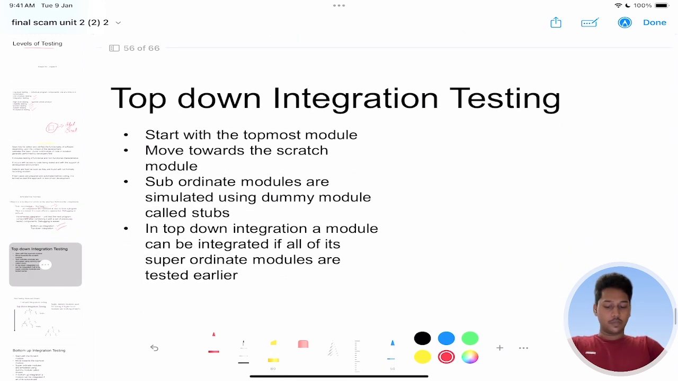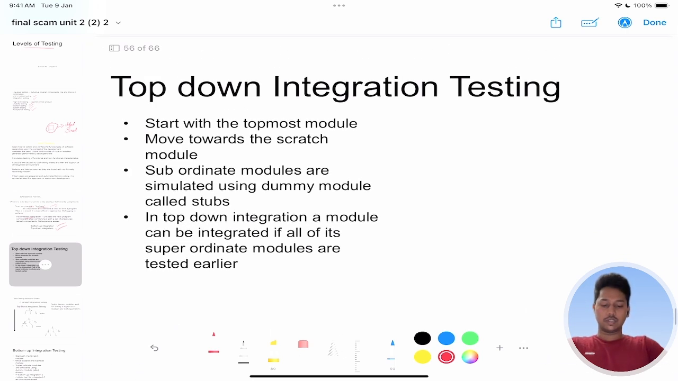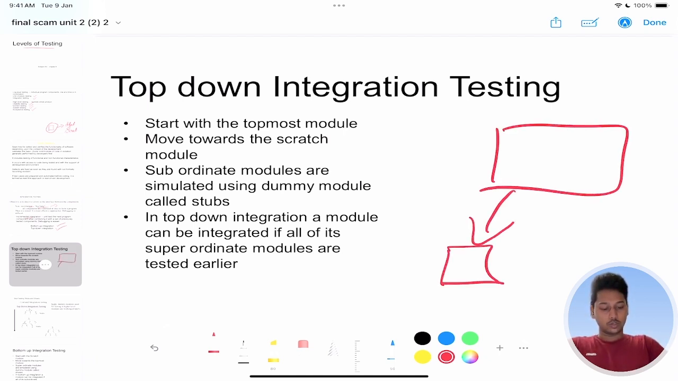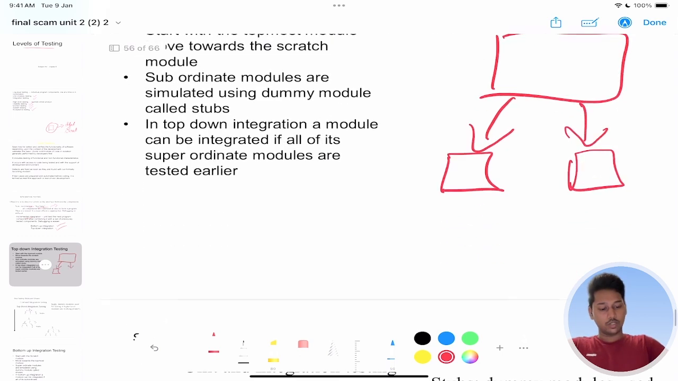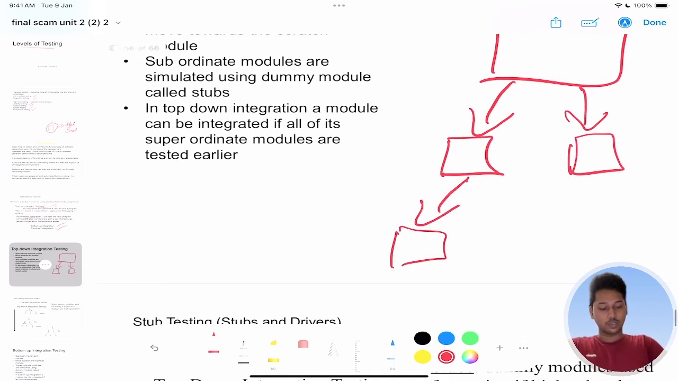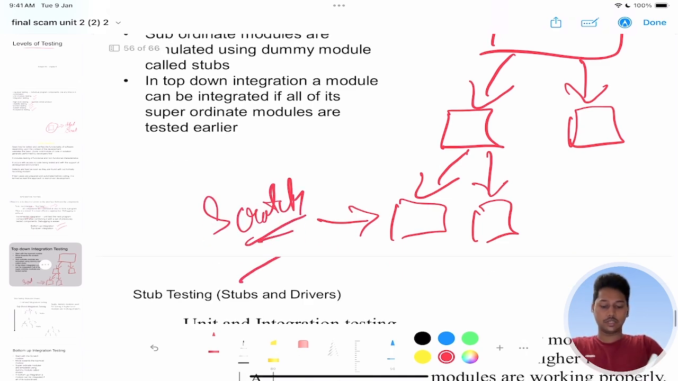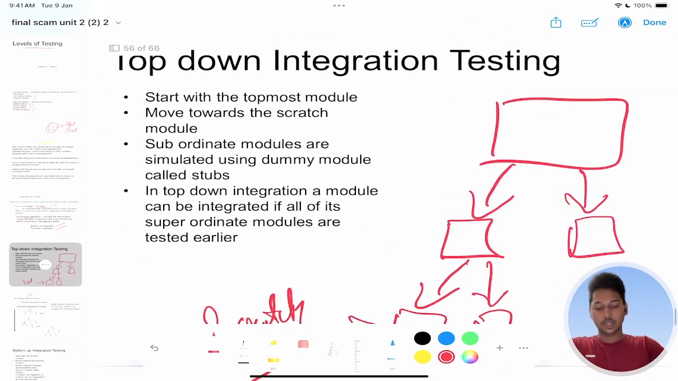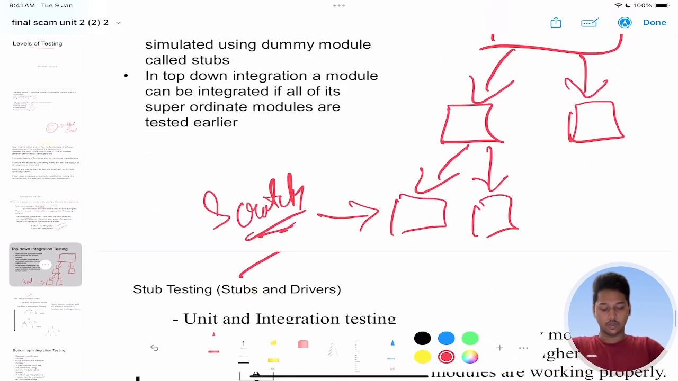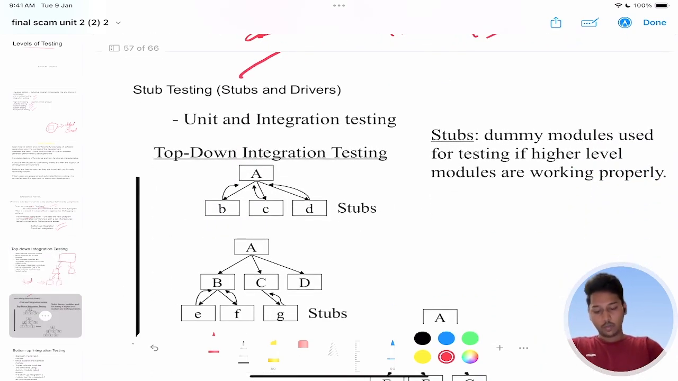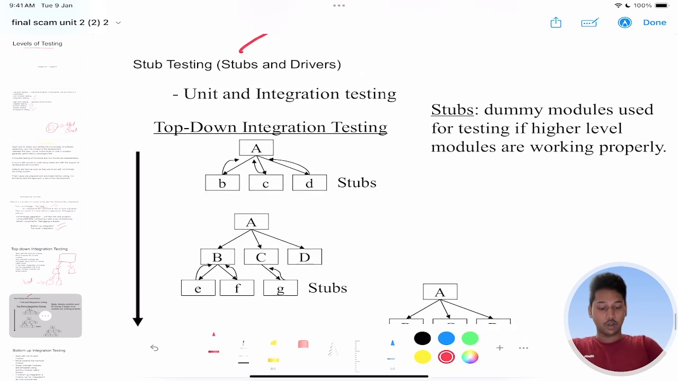First, we'll discuss top down. Top down is starting with the topmost module, then going to smaller chunk modules, then going to the scratch modules. These are scratch modules. This is top down. From top to bottom, we'll go. In the top-down model, there is something called stubs.